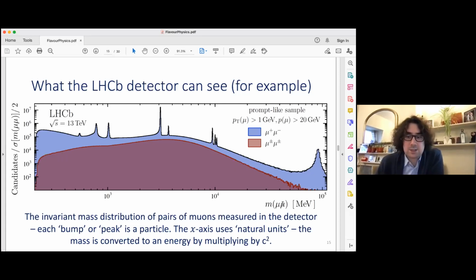Now, the x-axis uses the units of MeV, which are natural units. You may think that's a unit of energy, but you can always convert mass to energy by multiplying the mass by c squared. Or alternatively, you can think of it as being what energy would I need to just produce a particle of this specific mass. Different ways of thinking about what these units are.